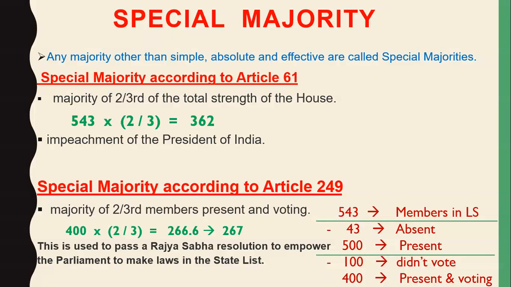Now friends, special majority according to Article 249. Okay, now what is that? Majority of 2/3 of the members present and voting.